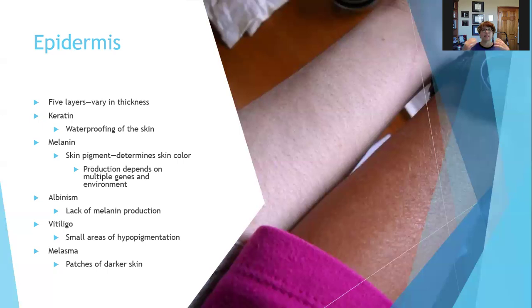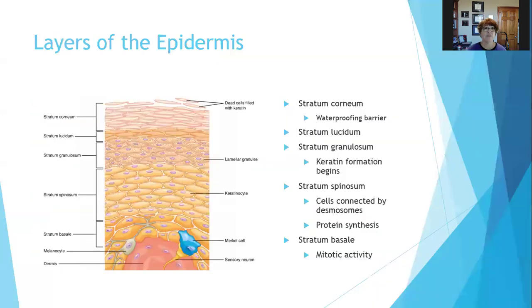So where the melanin is, how much is produced, and how it's distributed is going to determine what the surface looks like. So the epidermis has the stratum corneum, which is the waterproofing barrier, mostly made of dead cells filled with keratin. The stratum lucidum is right below that. So there's cells that are on their way to being dead cells filled with keratin. They're getting filled at that point. The stratum granulosum is where the keratin formation begins.